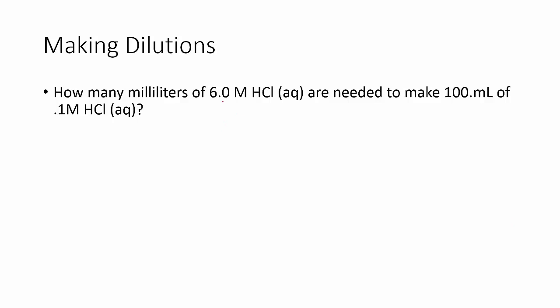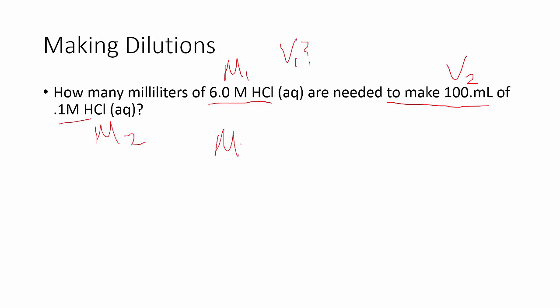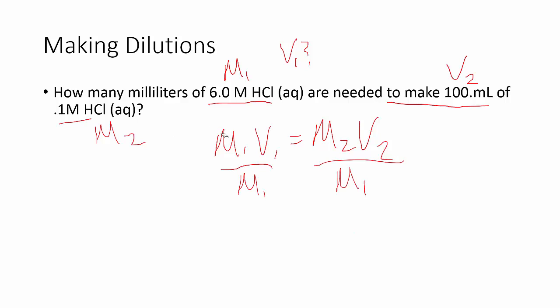How many milliliters of 0.6 molar HCl are needed to make 100 milliliters of 0.1 molar? So I'm trying to make it. The 100 milliliters of 0.1 molar is going to be my new volume and my new molarity. So the 0.6 molar must be my initial, and they're asking for V1. So we have M1V1 equals M2V2. I've got to get V1 by itself, so I divide each side by M1. And what am I left with? V1 equals M2V2 over M1.